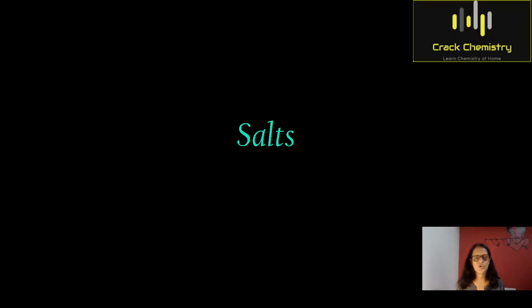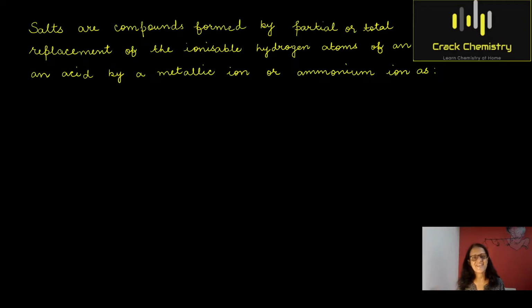Our topic is salts. So first of all, we will see what are salts. Students, salts are the compounds which are formed by partial or complete replacement of hydrogen atoms of an acid by a metallic ion or by ammonium ion. Now I'm going to explain you this definition by taking an example. Consider the case of salt which is formed by the reaction between sodium hydroxide and sulfuric acid.